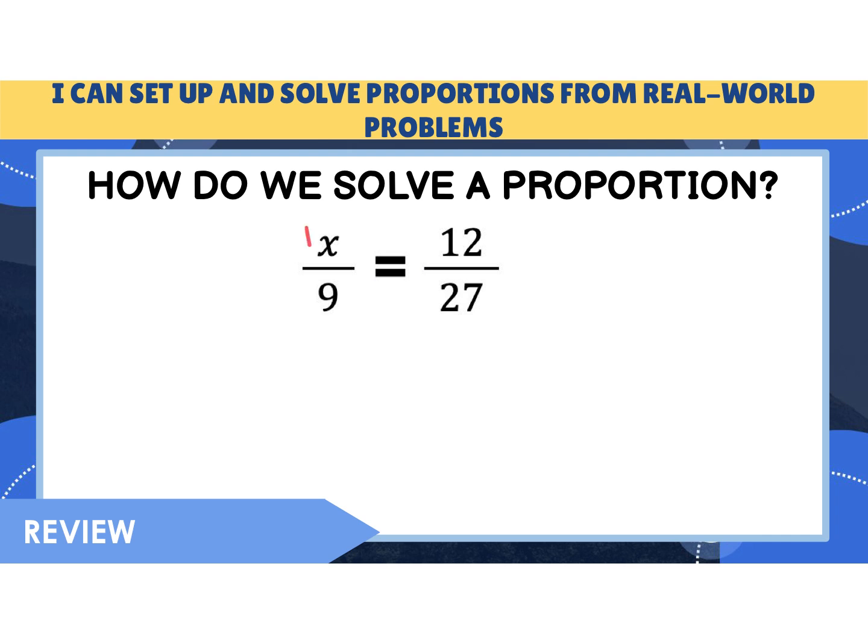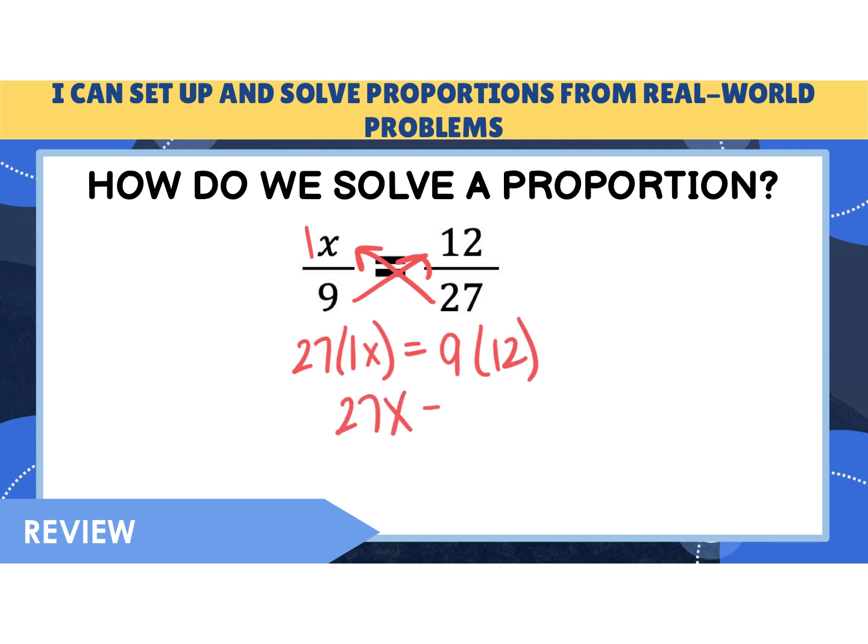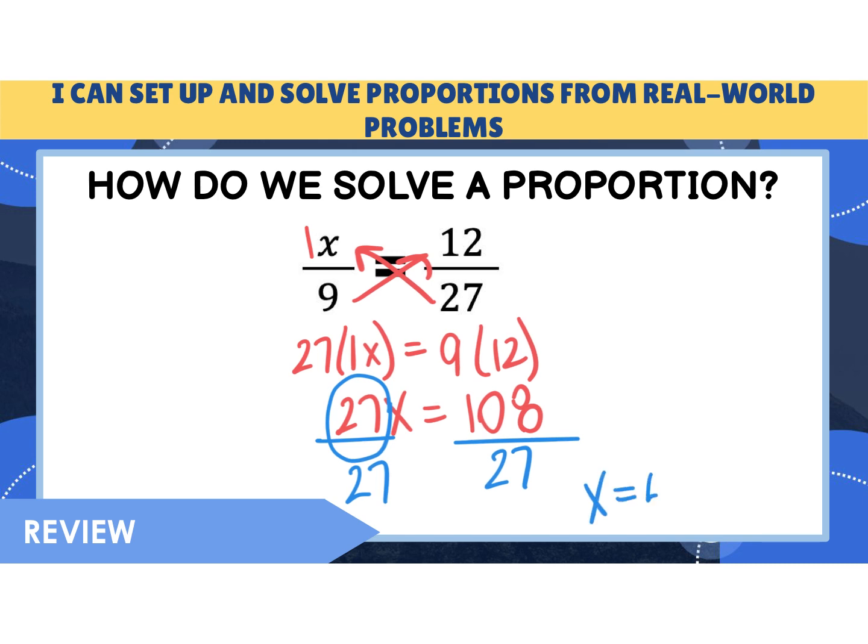Again, similarly, to solve for x, we're going to put a 1 in front and we're going to cross multiply. So 27 times 1x is going to equal 9 times 12. Well, 27 times 1x will give us 27x, and 9 times 12 will give us 108. And again, we're going to divide by the coefficient, the number in front of x. So in this case, it's a 27. We do that on both sides, and we're going to get x equals 4. Again, this is the top number 108 divided by the bottom number 27.